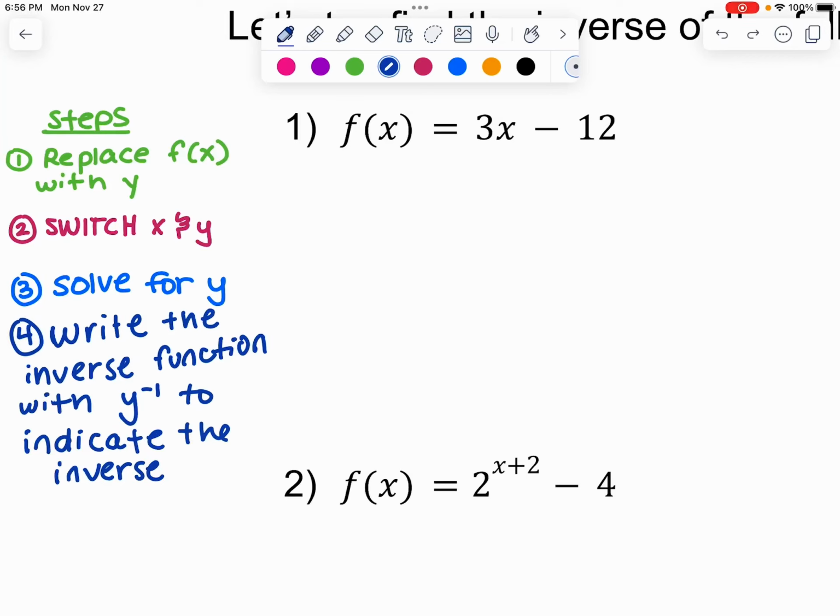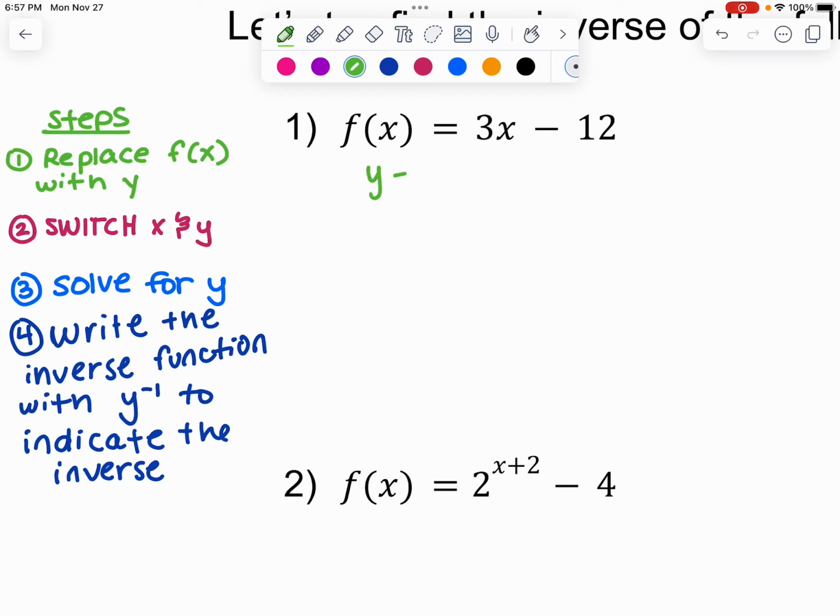All right, in this video, I'm going to go over how we can find inverses algebraically. How can we solve for inverse operations using algebra? I've got the steps written over here to the side, and I'm going to follow these step by step. So step one is to replace f of x with y.